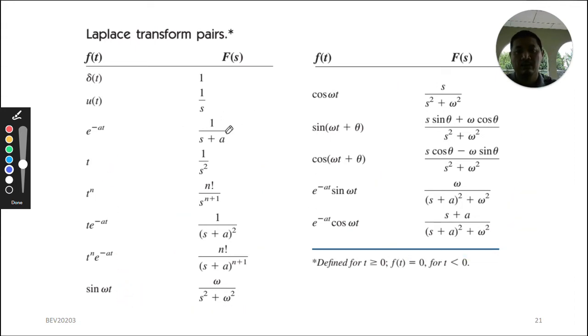And take note that you can apply this table only for t equal to 0 and above. So f(t) is 0 for t below 0. So this only applies for unilateral mode, one direction, not two directions.